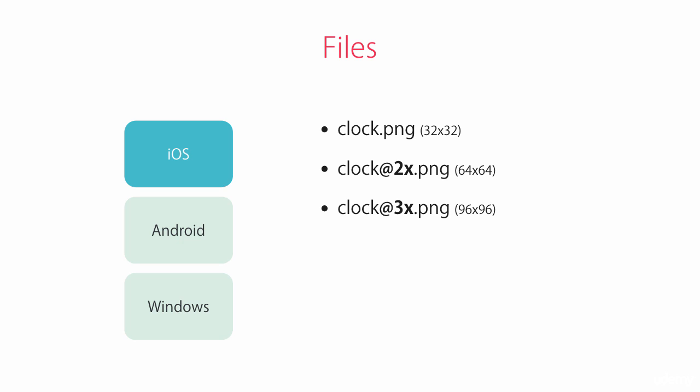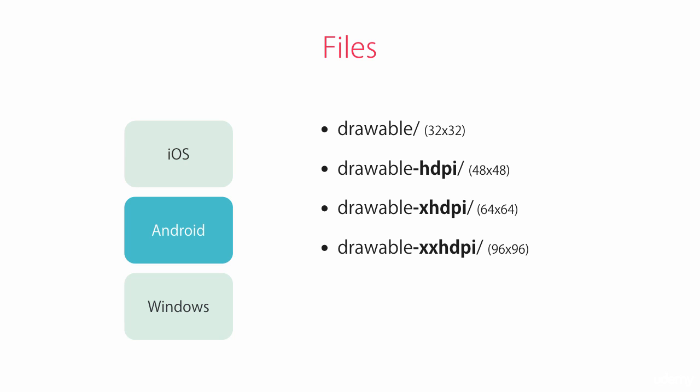Now, what I want you to note here is the naming convention for iOS. So our original clock file is 32 by 32 pixels. Now we have another clock file with the suffix @2x, which is twice as big as the original clock file. And similarly, we have another file with the suffix @3x. So whenever you want to supply platform-specific images for iOS, it's best to supply the same image in 3 different sizes.